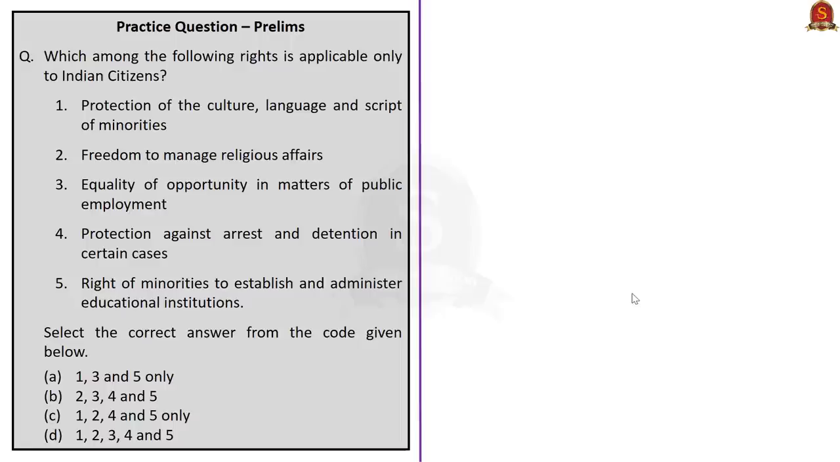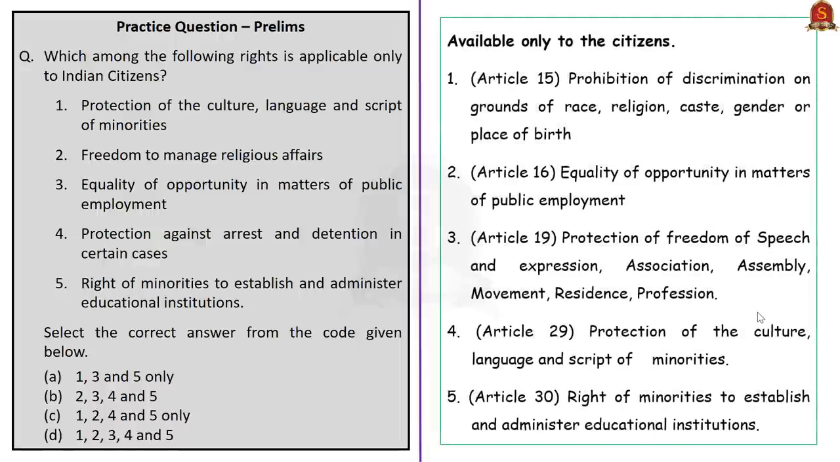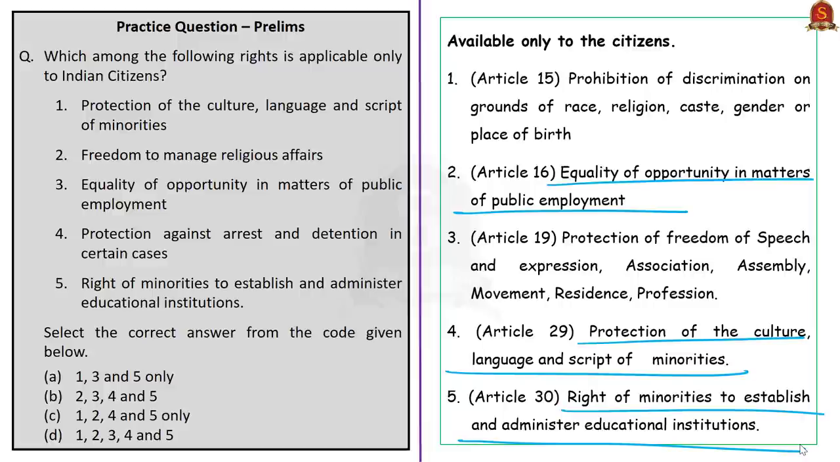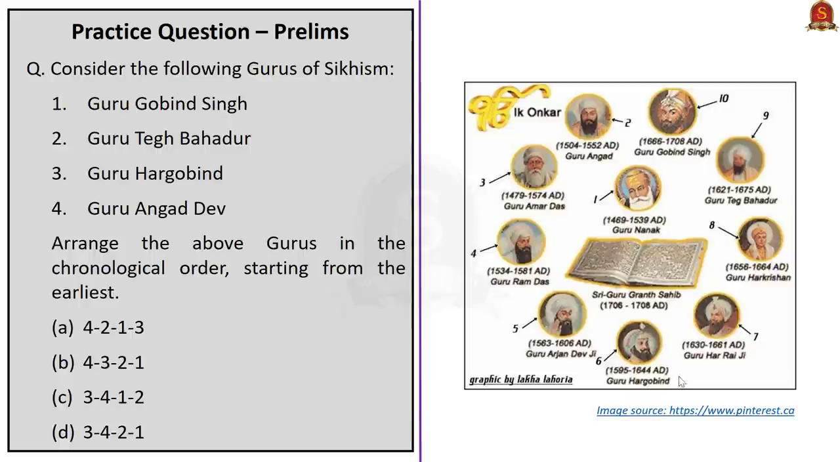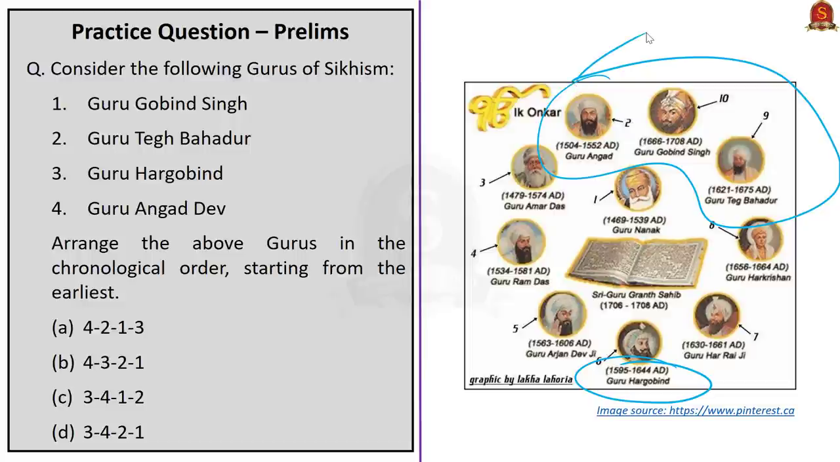See this question, which among the following rights is applicable or available only to Indian citizens? Protection of culture, language and script of minorities, freedom to manage religious affairs, equality of opportunity in matters of public employment, protection against arrest and detention in certain cases, right of minorities to establish and administer educational institutions. Here the correct answer is option A, 1, 3 and 5 only. Consider the following gurus of Sikhism. Guru Gobind Singh, Guru Tegh Bahadur, Guru Hargobind, Guru Angad Dev. They are asking to arrange the above gurus in the chronological order starting from the earliest. Here the correct answer is option B, 4, 3, 2, 1.